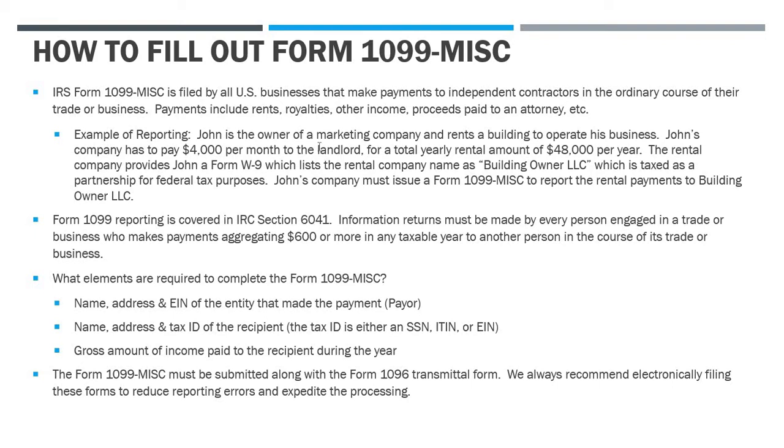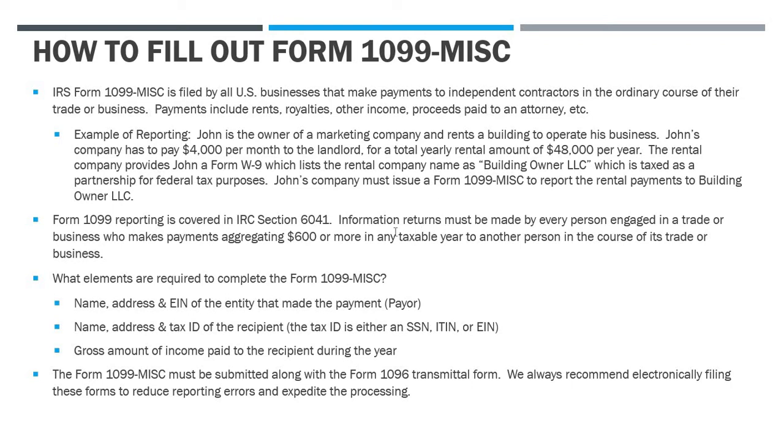So in our example here, John is the owner of a marketing company and he rents a building for his business. The company has to pay $4,000 a month to the landlord, for a total yearly rental amount of $48,000 a year. The rental company provides John a Form W-9, which says that the rental company is Building Owner LLC and is taxed as a partnership for federal tax purposes. John's company has to issue a 1099 Miscellaneous to report the rental payments made to Building Owner LLC.